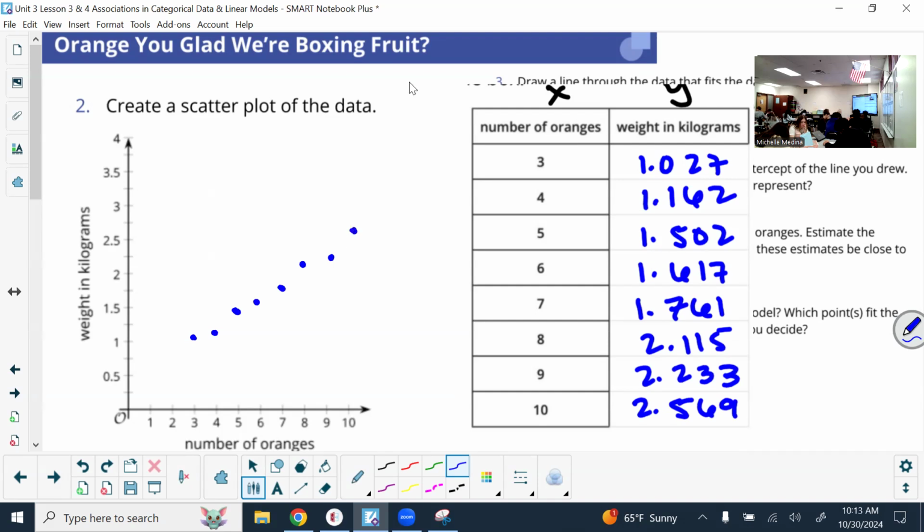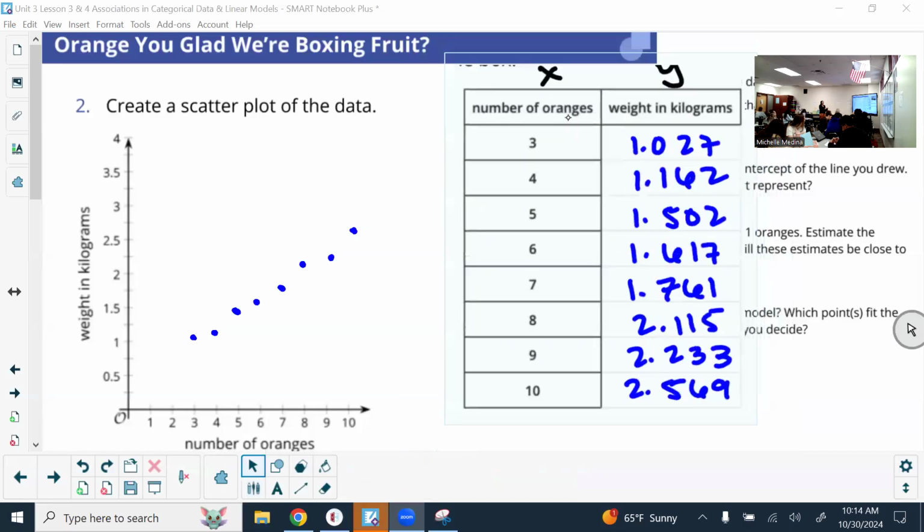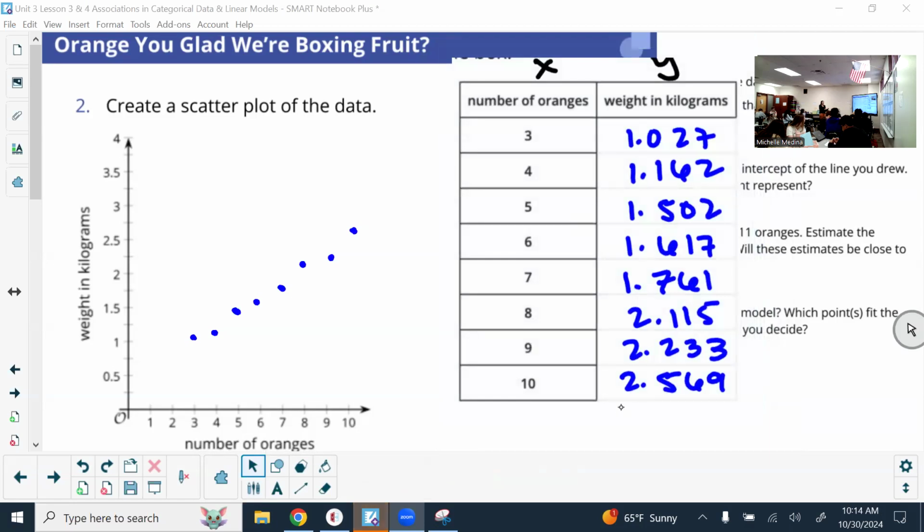All right, so I just finished my scatter plot. Number 2 just had you creating a scatter plot of your data. This was our data. And the axes were already labeled for us. Oranges is our X. The weight in kilograms is our Y. So each of these are coordinates. And scatter plots are just you plotting them. They're not like connect the dots. It's just a bunch of dots. All right.